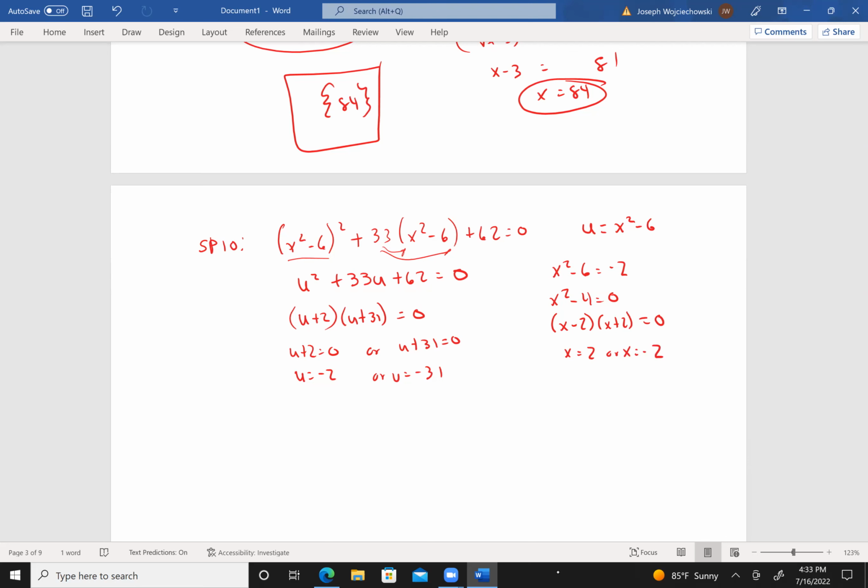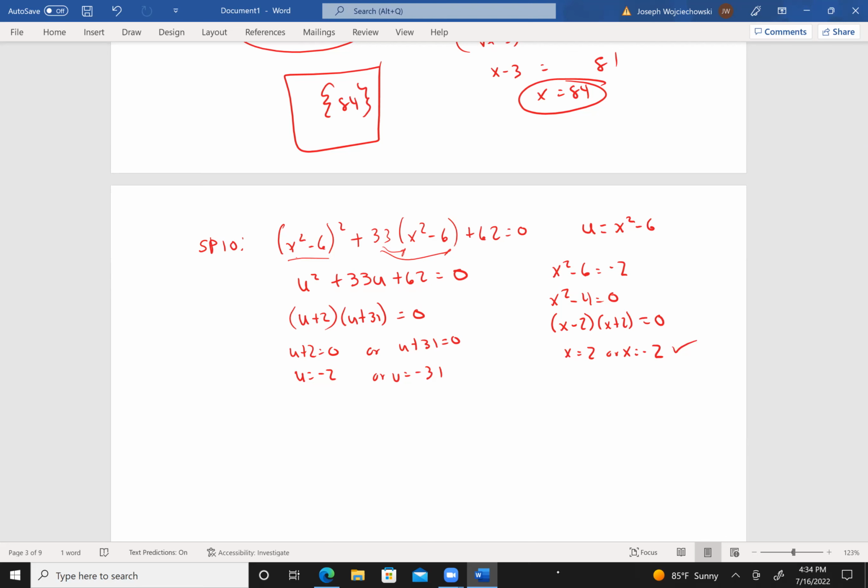Looking at my original equation, that's not going to affect anything. I can check it, and since x squared is going to be the same for negative or positive, I have 4 minus 6, negative 2, squared is 4. Now I have 4 minus 2, which is negative 2 times 33, negative 66, minus 4, negative 62 plus 62. So these two answers will work.